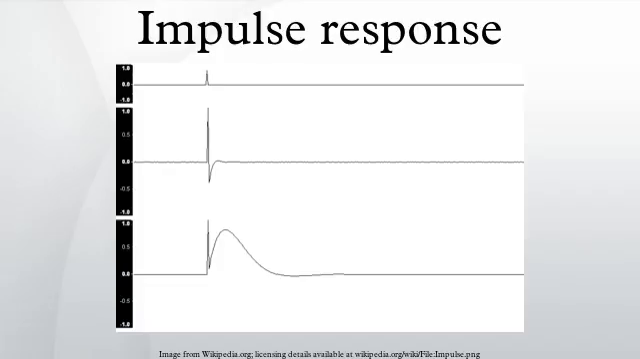Control systems: in control theory, the impulse response is the response of a system to a Dirac delta input. This proves useful in the analysis of dynamic systems. The Laplace transform of the delta function is 1, so the impulse response is equivalent to the inverse Laplace transform of the system's transfer function.